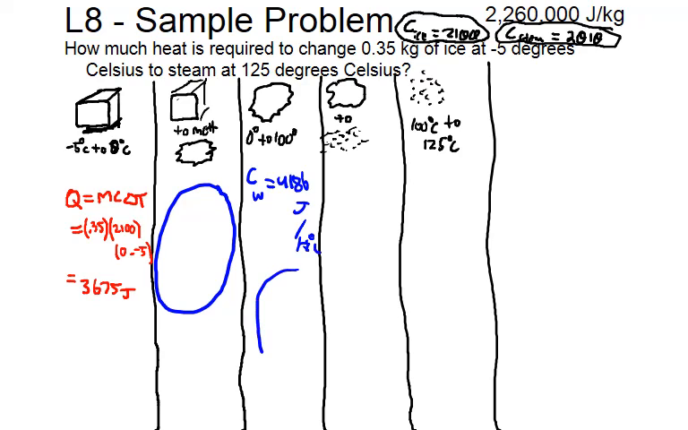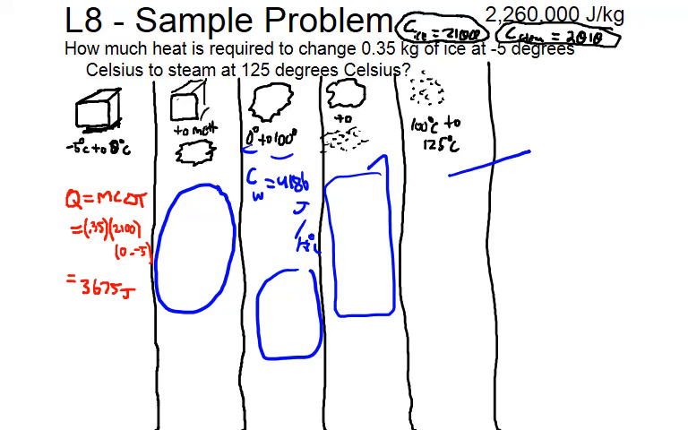So you can figure out how much energy it takes to go from 0-degree water to 100-degree water. The next one is a phase change, so this is vaporization. And then the last one, we're going to increase the temperature, Q equals mcΔT, using steam. The specific heat of steam is 2010 joules per kilogram degrees Celsius.